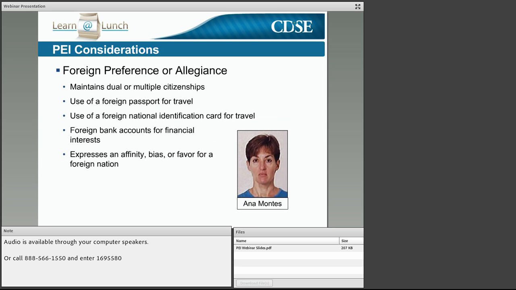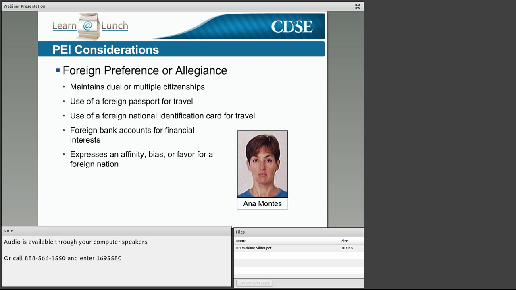Some indicators of foreign preference or allegiance include maintaining dual citizenship, the use of a foreign passport or national identification card for travel in lieu of a U.S. passport, holding one's assets in a foreign bank account, or expressing a bias for a foreign nation. Having money in a foreign bank account could be a stepping stone to emigration or a way to hide money from U.S. authorities. Affinity, bias, or favor is more than just enjoying Chinese food or learning a foreign language.